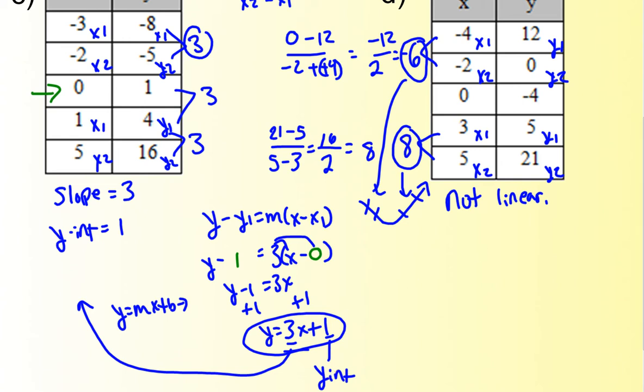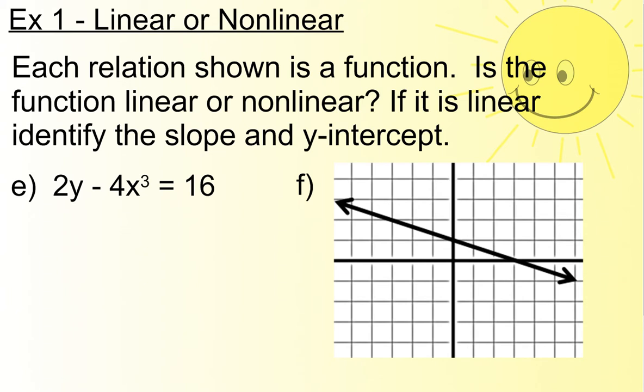Letter E. It says here each relation is a function, so it's the same information. Is a function linear or nonlinear? And if it is linear, identify the slope and the y-intercept. All right, so letter E. Well, again, if we have an equation, our goal is to make it look like y equals mx plus b. If we can do that, then it is linear, and we can do all this other stuff like finding the slope and the intercept.